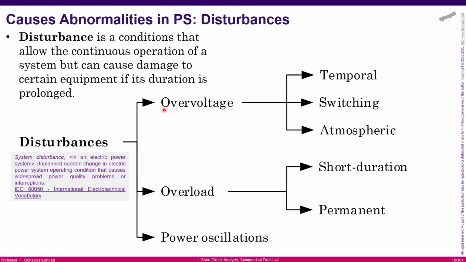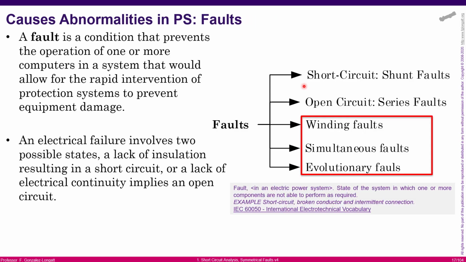Overvoltages are mainly related with the energy transfer inside the electric field, but from the power system point of view, we can classify the overvoltages in mainly three different types, okay? Some external overvoltages coming from atmospheric phenomena, the lightning strike, and some internal overvoltages coming from switching inside the power system or related with some temporal situations, okay? However, again, disturbances is not the main subject today. The main subject today is related with faults, okay?